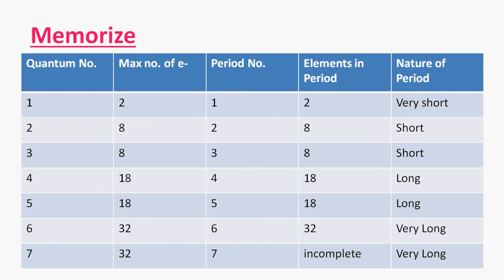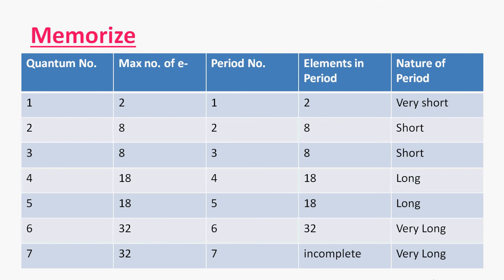Then the period number, जितना क्वांटम नंबर है उतना ही पीरियड नंबर होगा. ठीक है. Then how many elements are present? We know that in the first period there are 2 elements, फिर second में there are 8, then the third has 8 elements, the fourth has 18, the fifth has 18, the sixth has 32, and the seventh, I have already told, is an incomplete period, meaning some elements are yet to be discovered but are believed to exist.